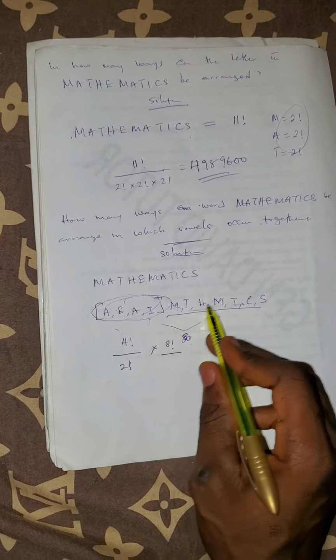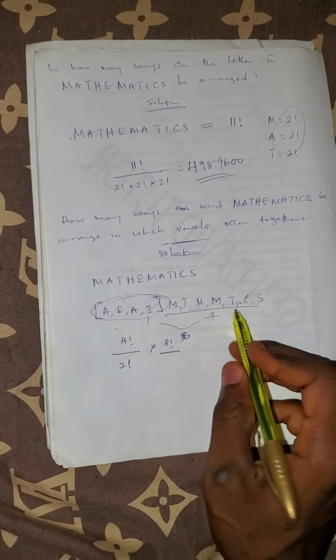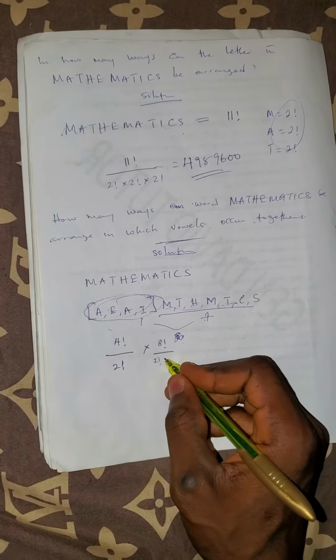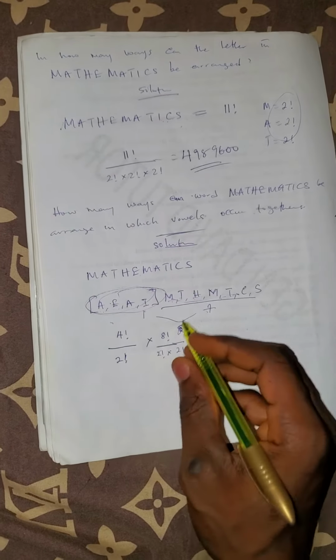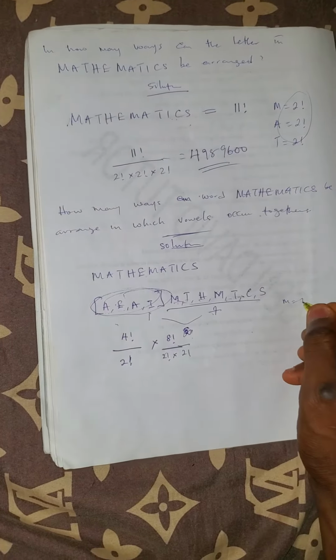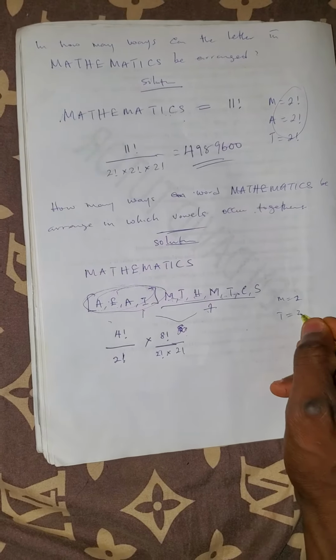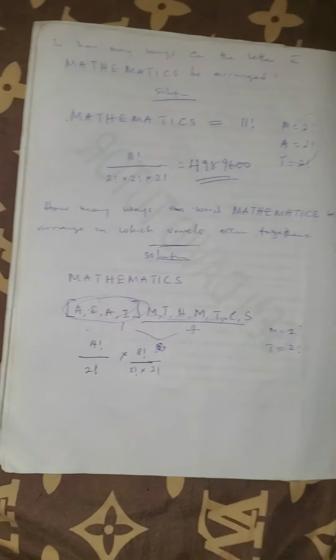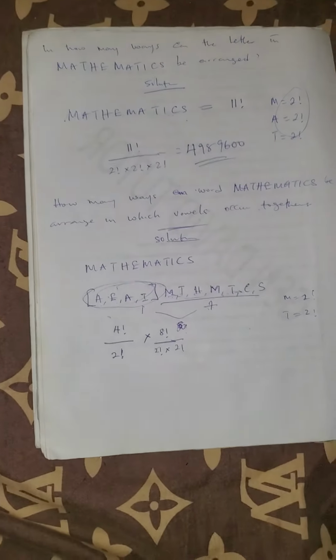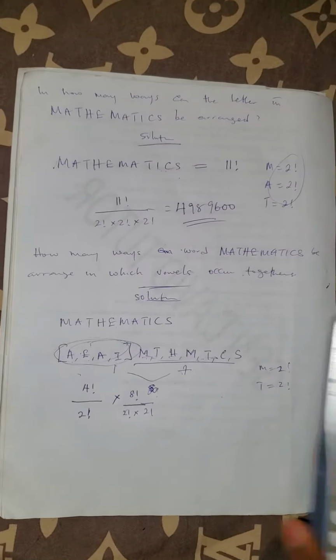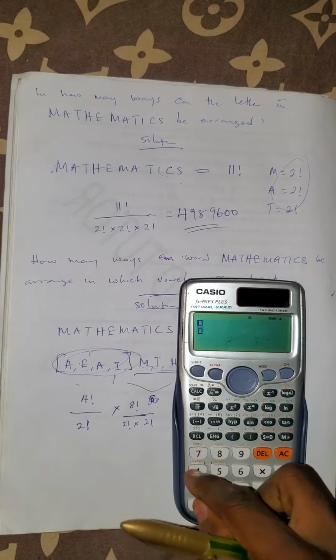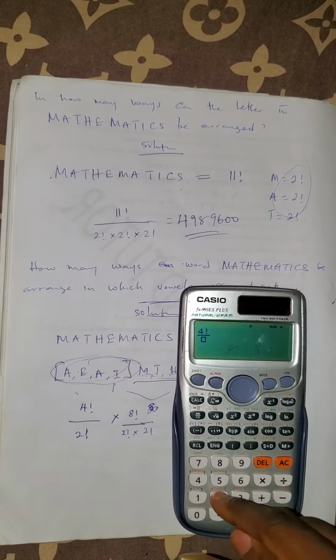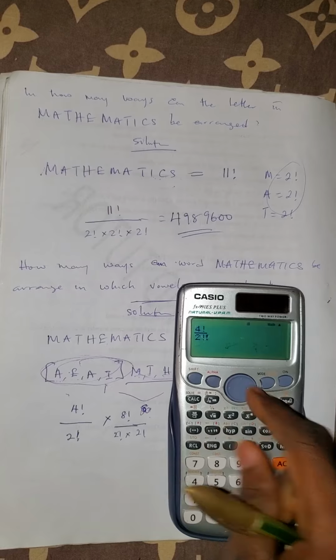Do you have any letters that occur twice here? That's M and T. So that's over 2 factorial multiplied by 2 factorial, because M occurs twice and T also occurs twice. So that's 2 factorial, 2 factorial. So that's why we have 4 factorial over 2 factorial. So let us press it. We have 4 factorial over 2 factorial.